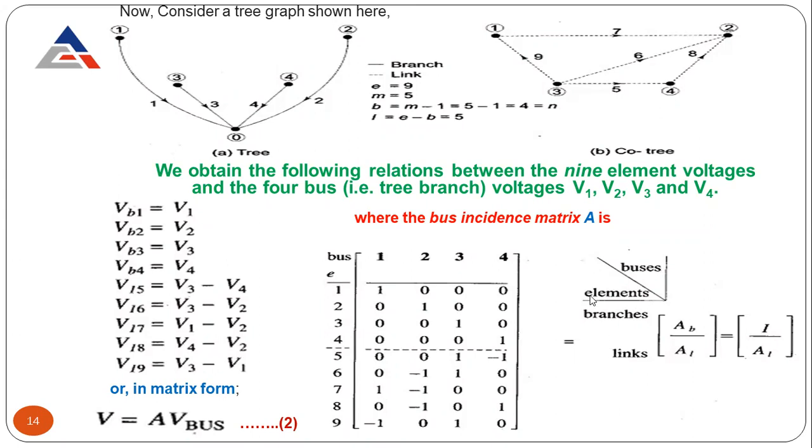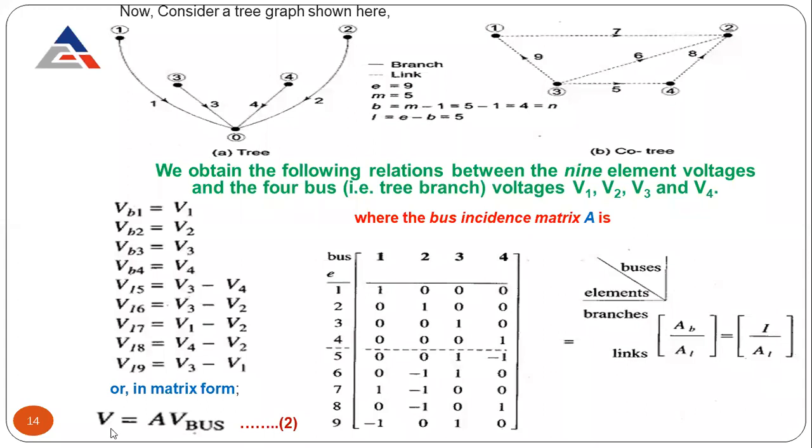On the row side, there are the number of elements. The matrix consists of this upper part, which is for the branches, and the lower one is for the links. You generally see that the matrix for the branches is an identity matrix, with only unity on the diagonal elements. And the lower one is the matrix for the links.